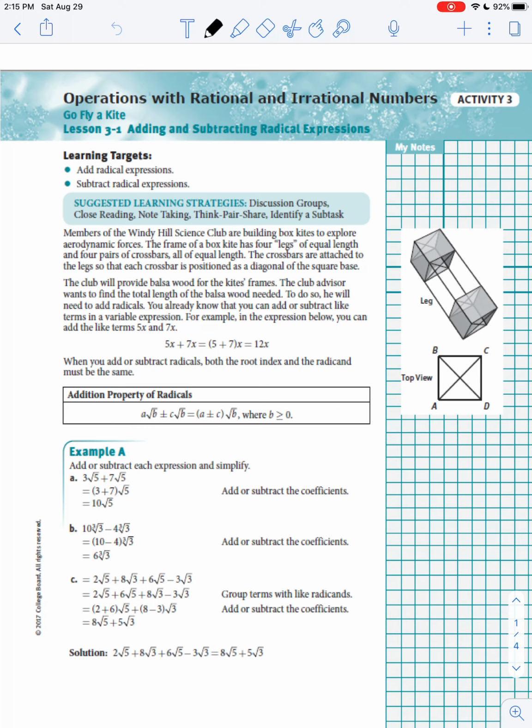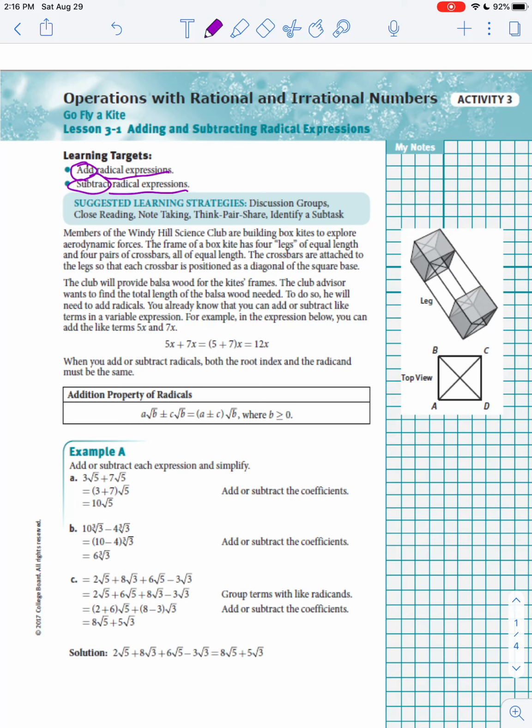In this activity, we are going to work on 3 lessons, 3-1, 3-2, and 3-3 this week. So we're going to be working with operations with rational and irrational numbers. Basically, we're going to be working with radicals. And so our learning targets for today are going to be to both add and subtract radical expressions. Okay, so we'll learn all the rules for doing that and putting things into simplest form as well.